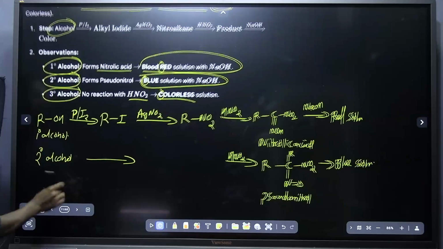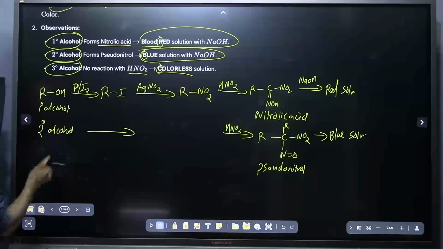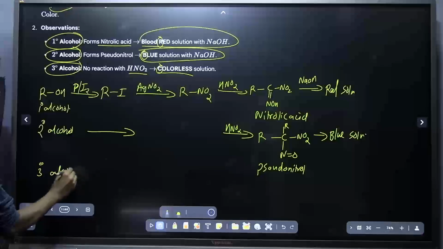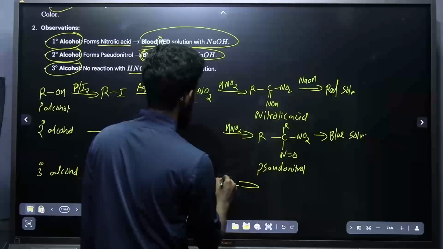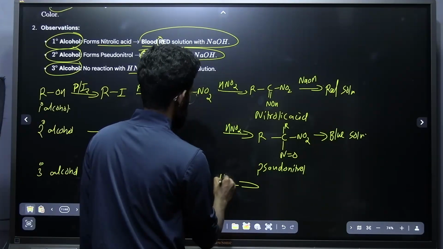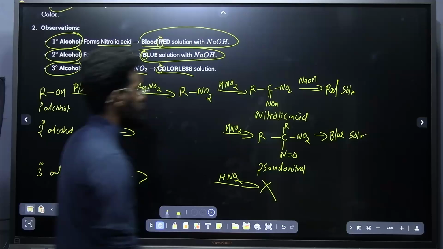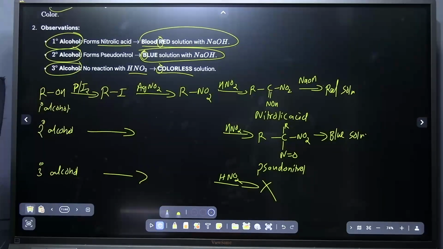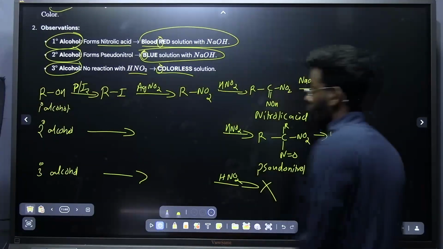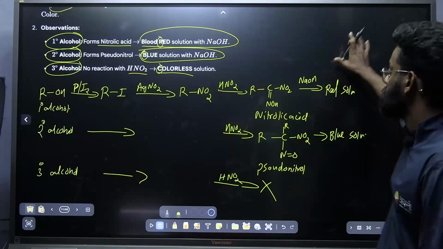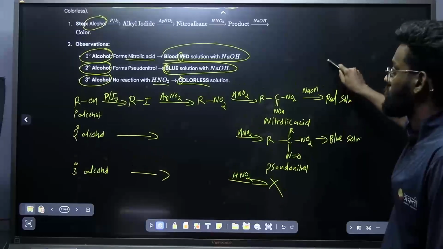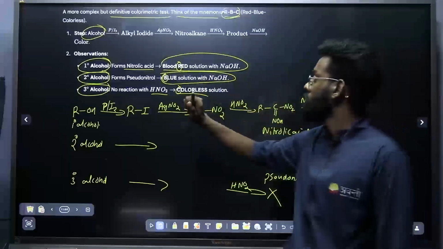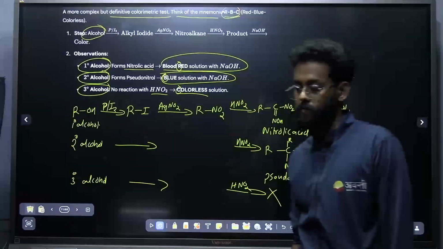Now if I am taking tertiary alcohol, there is no reaction with HNO2. Tertiary alcohol reacts with AgNO2, then HNO2, it is having no reaction. That is a colorless solution. So like that we can understand primary alcohol, secondary alcohol, tertiary alcohol. Just go through it. It's nitrolic acid and pseudonitrole. That's the only point you have to note down in the case of primary and secondary. And the colors, red, blue and colorless, RBC.